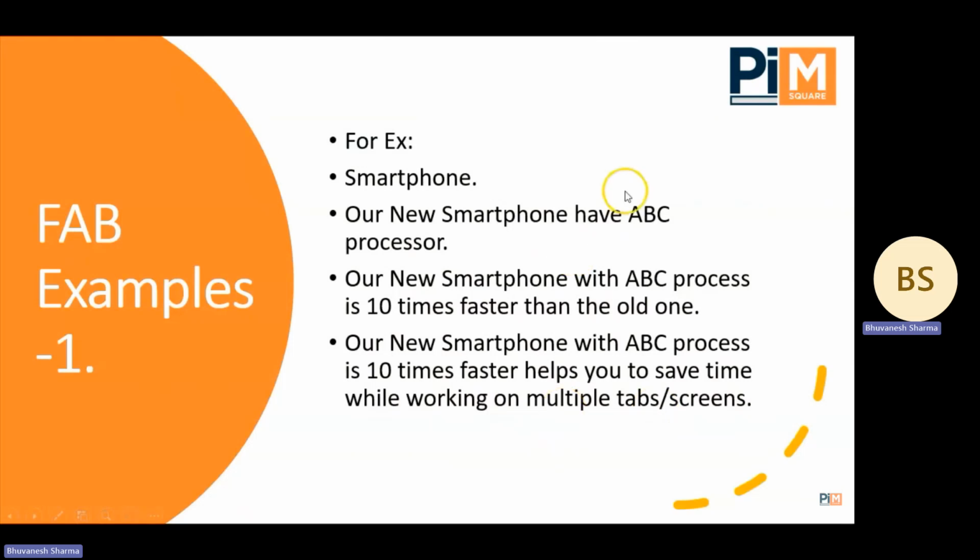So having an ABC processor or XYZ processor, as in the example we've given, in the smartphone, it works 10 times faster than the older one, which in turn will save time for working on multiple tabs or screens. You can take the same kind of example with your laptop or any other product as well.